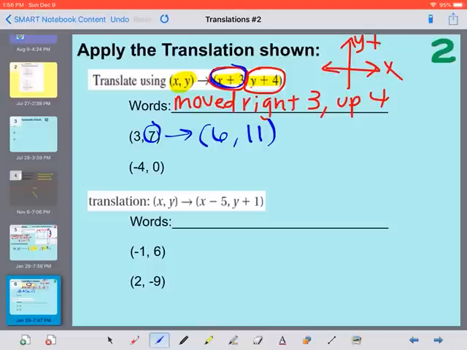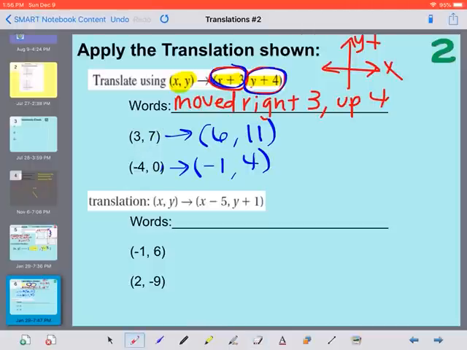And this point, whatever point in our figure, we need to add 3 to. So negative 4 plus 3 is negative 1. And then our y coordinate we're adding 4 to. 0 plus 4 is 4. So we took those 2 points and we translated them right 3 and up 4.